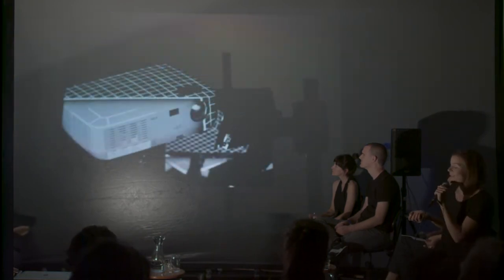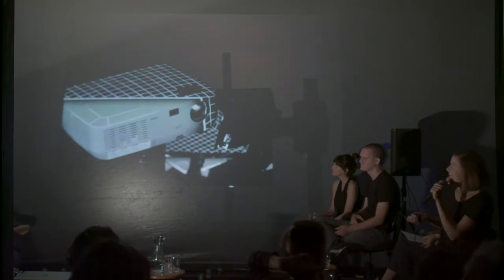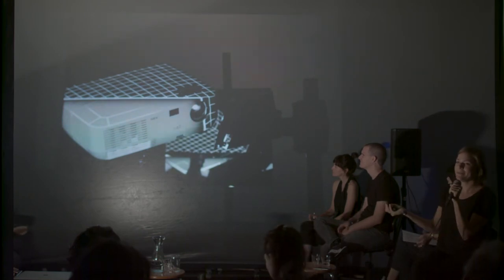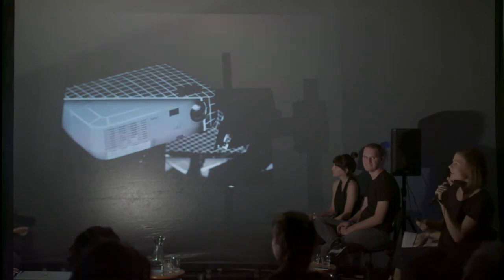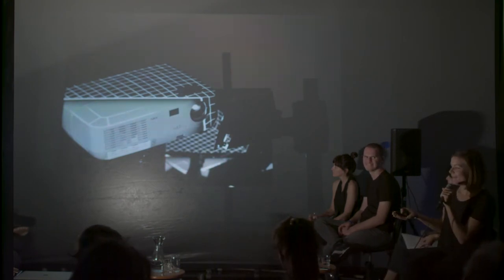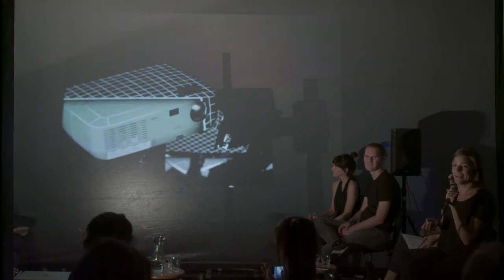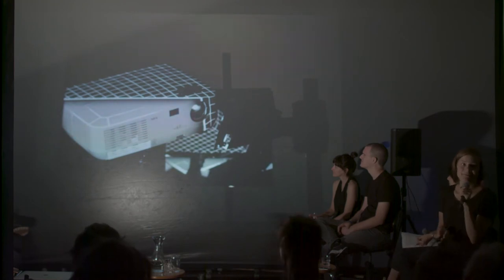And also seeing objects as a projection medium. Like this one, it was created because we had only a white space and we thought, well, what is there to projection map here? And then we thought of a projector itself. So we put mirrors around it, and this way the projection can project on itself.